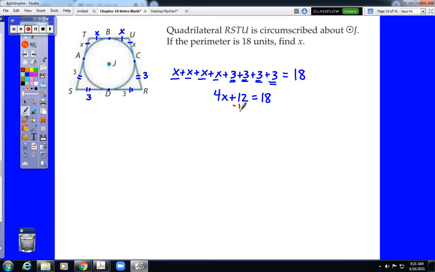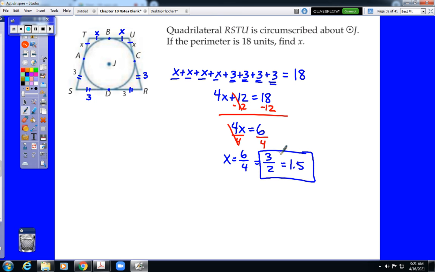Subtract 12 from each side. Gives us 4x equals 6. And then divide by 4, which gives us x is 6/4, which reduces to 3/2. Or I would accept the very nice decimal 1.5. That does it for this section.